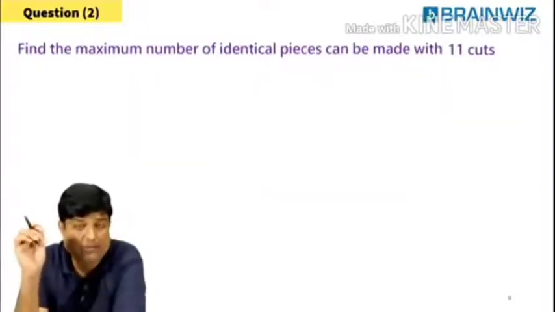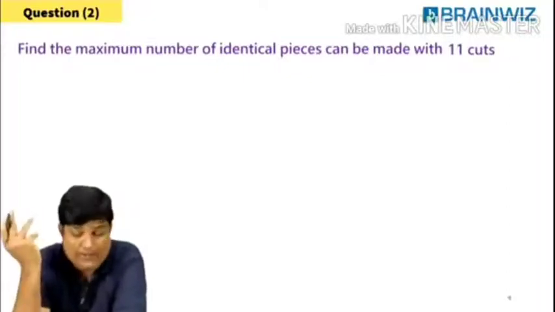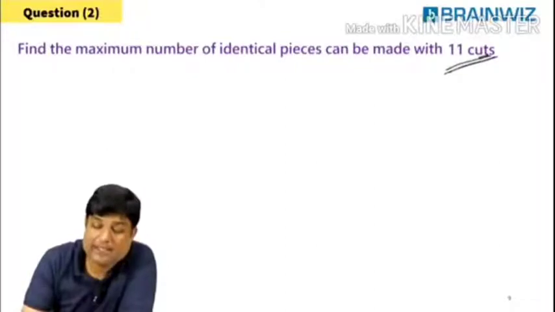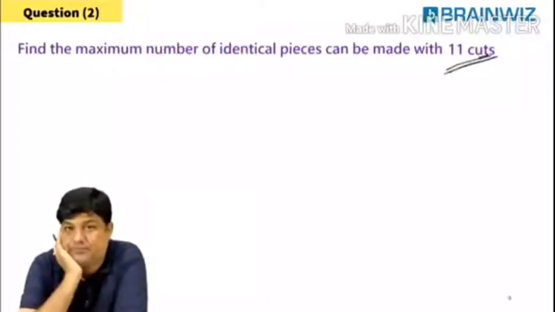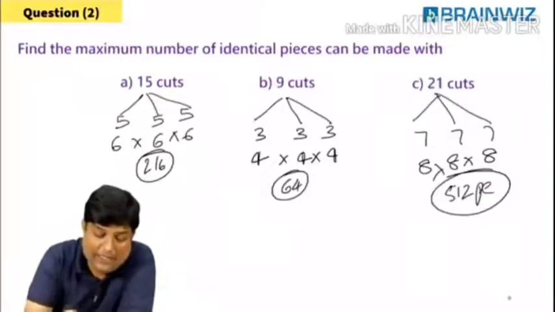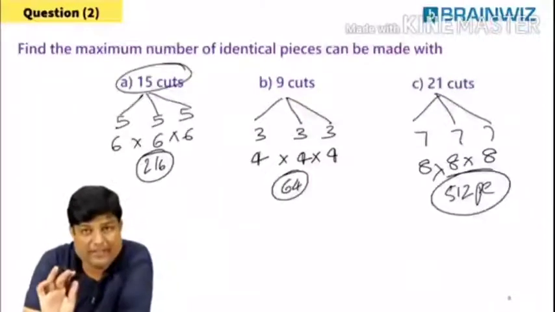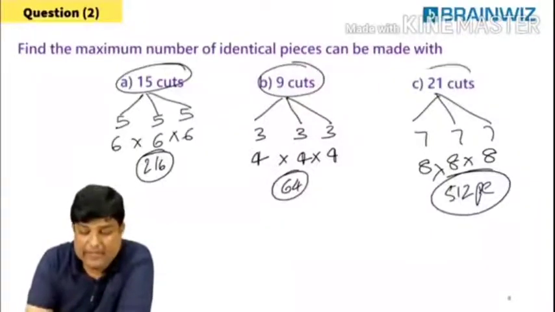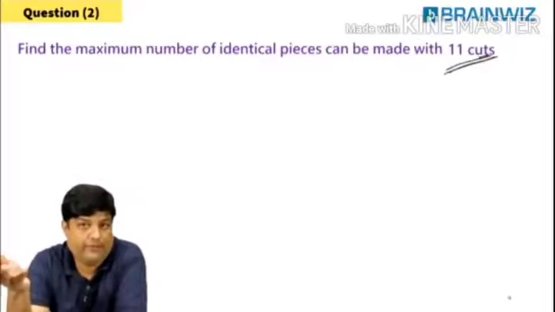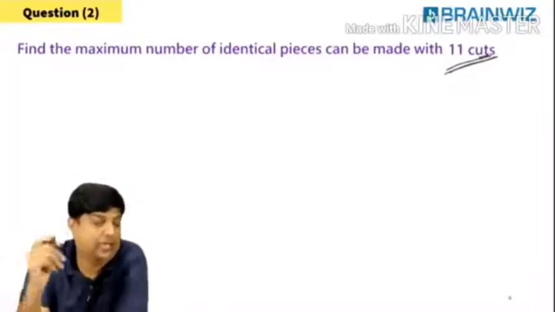Okay, now, let's try to see here. Some people have the doubt, sir, 11 cuts, then what will we do? Yes, seriously. Some people might have a doubt. Sir, whatever you are giving now, 15 is equally divisible by 3, 9 equally divisible by 3, 21 equally divisible by 3. Am I right, everybody? What if 11 is given to you?